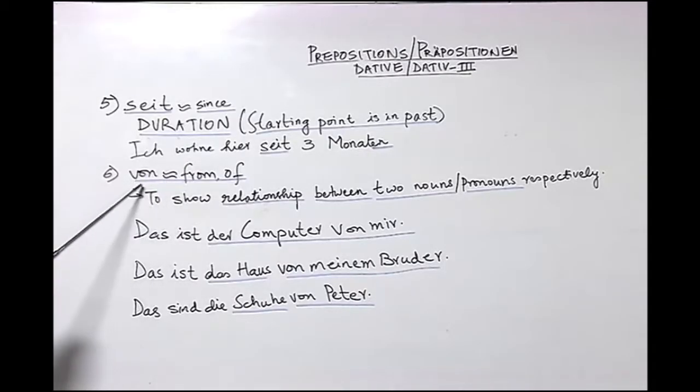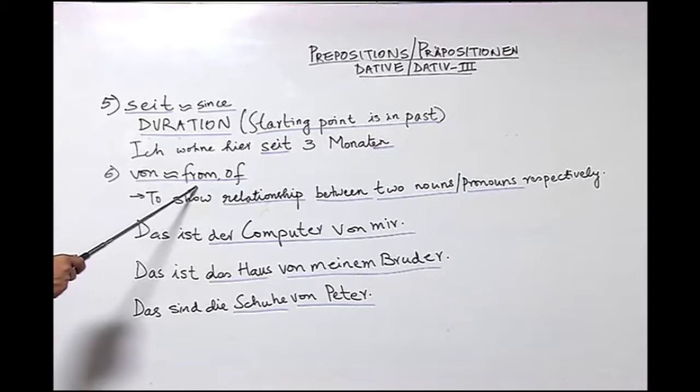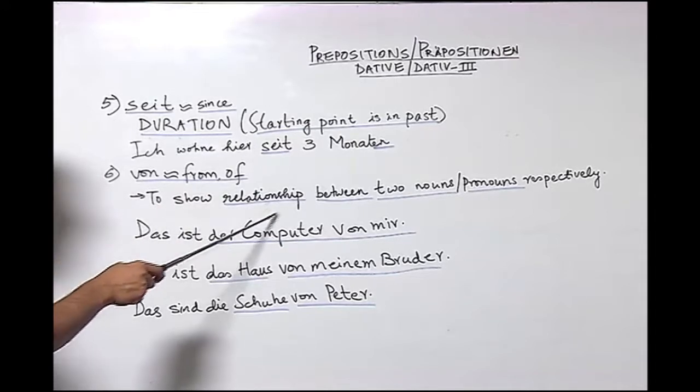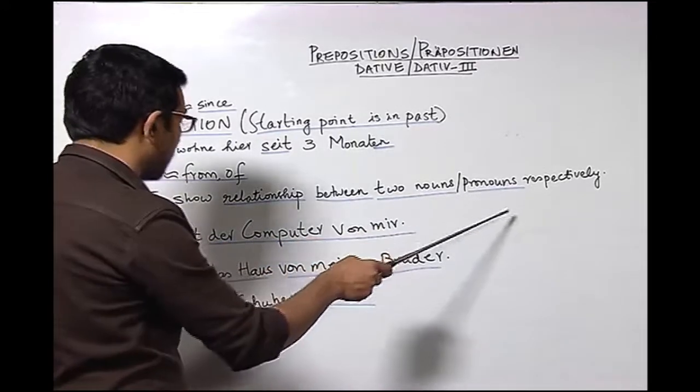Now, let us look at the preposition von. Von has roughly got the meaning from or of in English. The preposition von is used to show a relationship between two nouns or pronouns respectively.